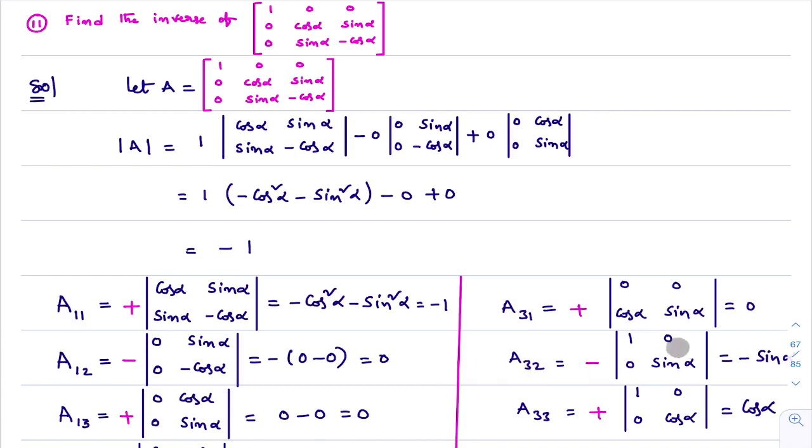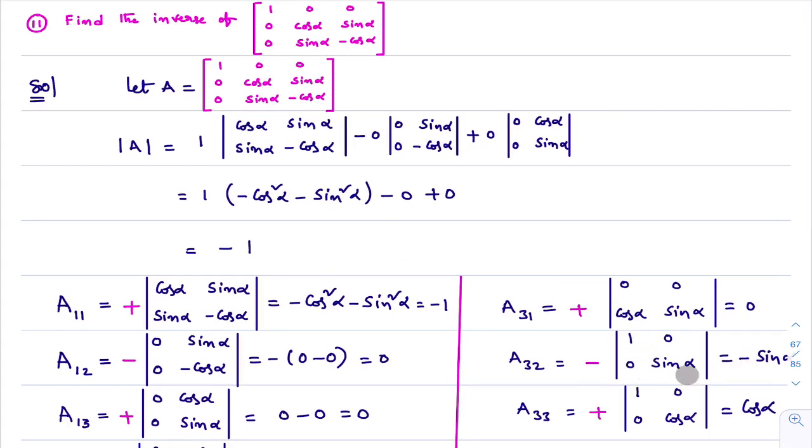Similarly, suppose you want to calculate the cofactor of the third row, second column element. You know this is an odd number, that's why minus. How will you get this? This is the minor of the element present in third row, second column. What is the minor of this element? It is the determinant obtained by deleting third row, second column. Delete the third row and second column. What you will get is the determinant of 1 0 0 sin alpha. See here, 1 0 0 sin alpha. Simplify this.